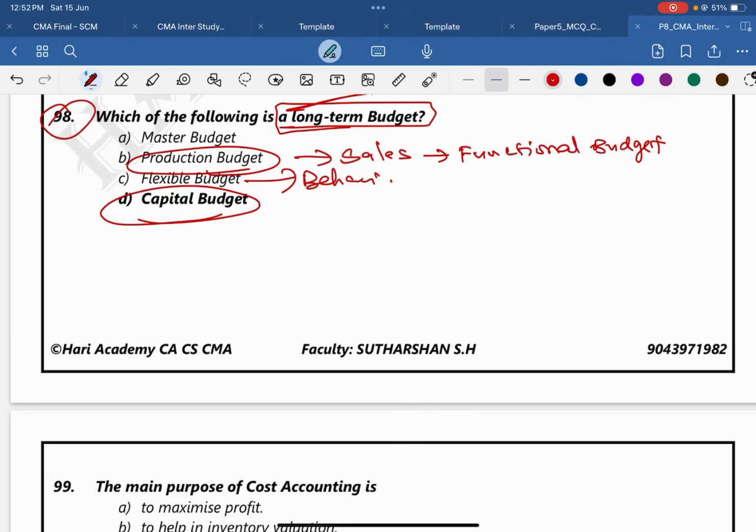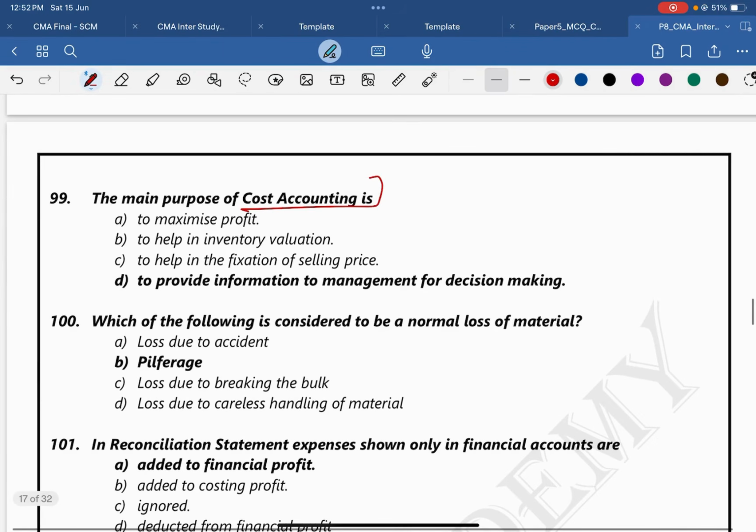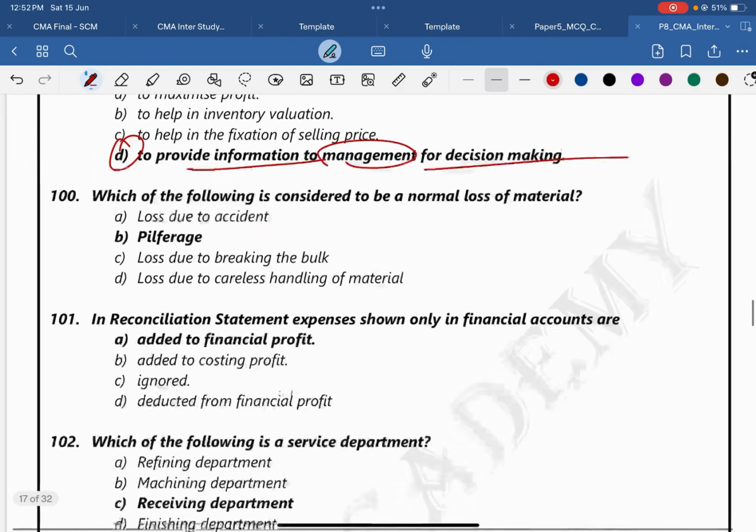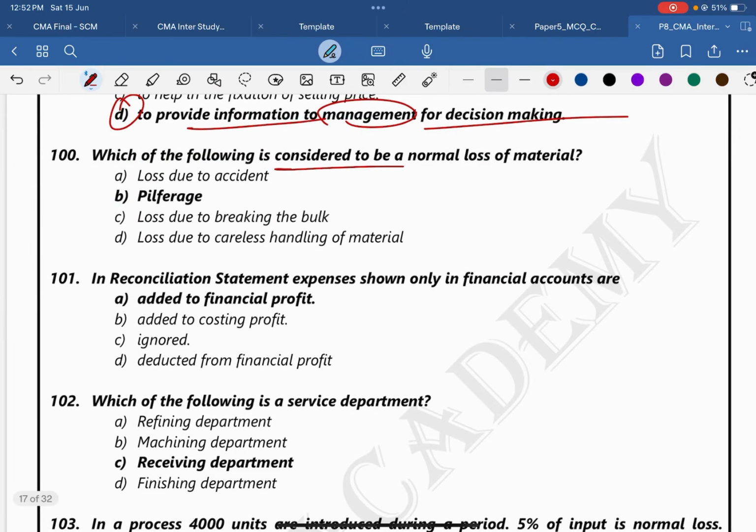Remember this, don't confuse this. The main purpose of cost accounting is to provide information to the management for decision making and to make optimum utilization, minimizing the cost to maximize the profit. That's the main purpose. But one of the major purposes is to provide information to the management for decision making. Then, which one of the following is considered to be a normal loss of material?